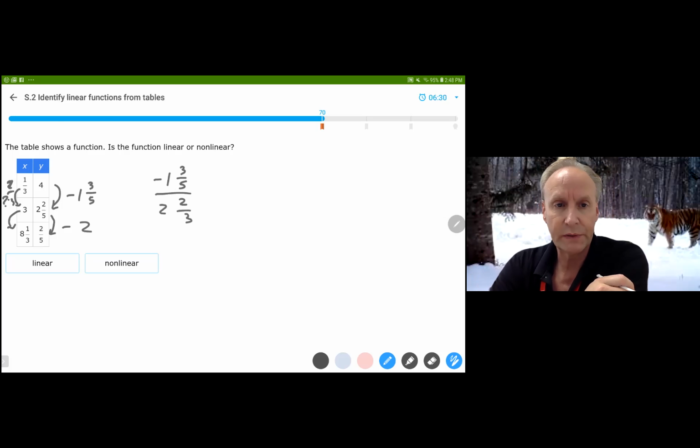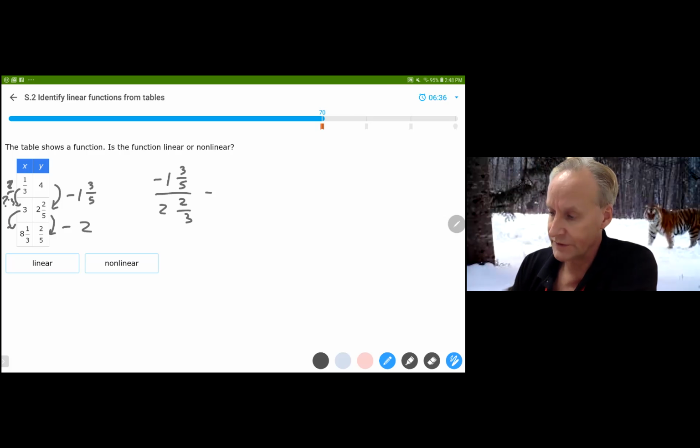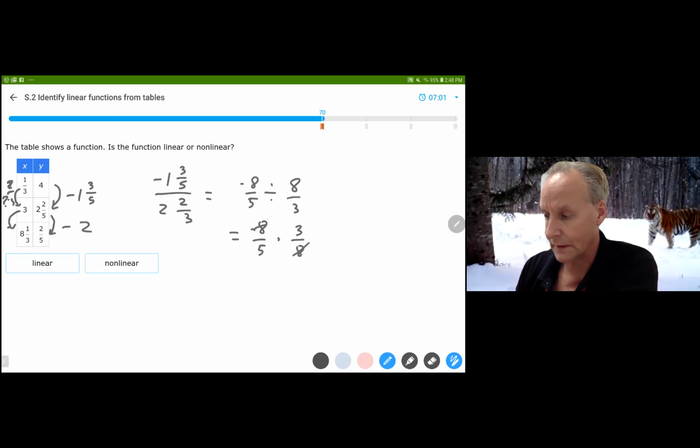So what I'm going to do is multiply the numerator and the denominator by 15. Let me show you. First I'm going to change them to fractions. This is going to be negative 8 over 5 divided by 8 over 3, isn't it? And that's negative 8 over 5 multiplied by 3 over 8. The 8 cancels, this stays negative 1, and I get negative 3/5. So the slope on the first pair is negative 3/5.